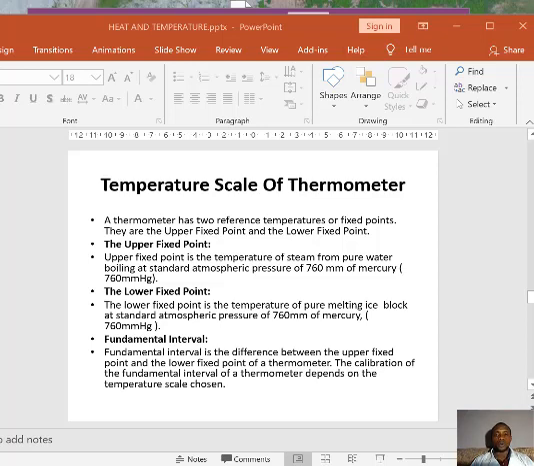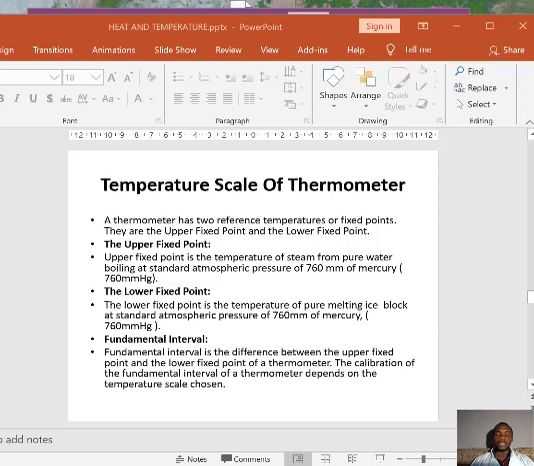Last class, we stopped on the measurement of temperature, how we use a thermometer to measure temperature. We are still going to continue with the measurement of temperature. Now, in measuring with a thermometer, the thermometer has two reference points, or we call them fixed points: the upper fixed point and the lower fixed point.